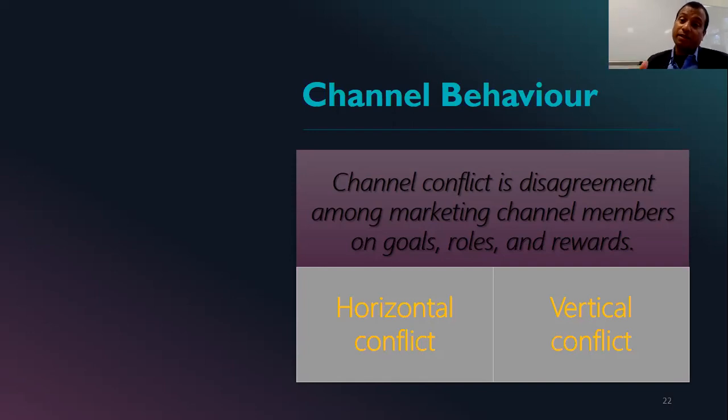By the name itself, vertical means two consecutive levels. You have the manufacturer, the wholesaler, and the retailer. There could be a conflict between a wholesaler and a retailer in terms of getting the reward, in terms of profit percentage. Or maybe the retailer is not happy with the wholesaler because the wholesaler is not shipping the goods on time. Or this conflict can happen between the end consumer and the retailer. So two consecutive levels of the channel members can be in conflict, and that is known as vertical conflict.